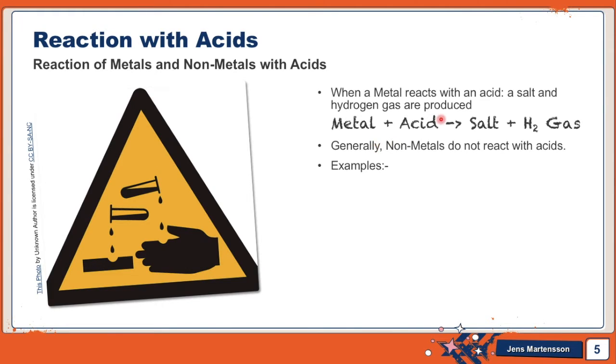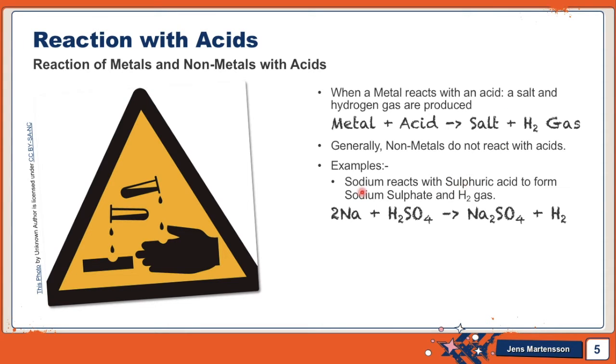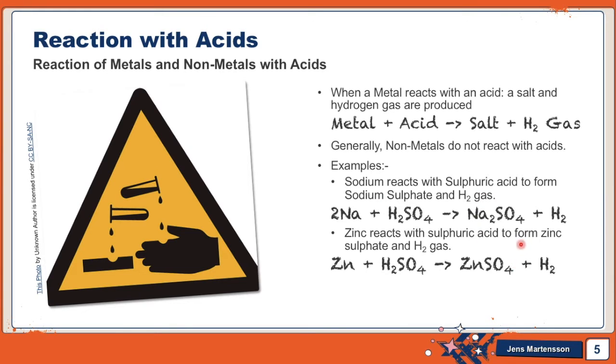So let's see the examples of metals reacting with an acid. Sodium is a metal, as you may know, and when it reacts with sulfuric acid it forms sodium sulfate and hydrogen gas. There's another example of zinc reacting with sulfuric acid. It can be written in equation form like this: Zn plus H2SO4 gives ZnSO4 plus H2. So let's see an example of a metal reacting with acid so you can learn it better.